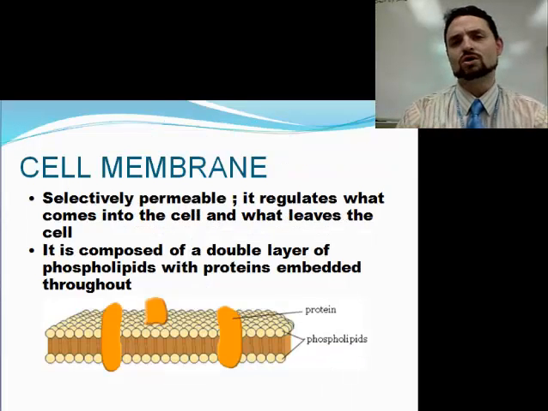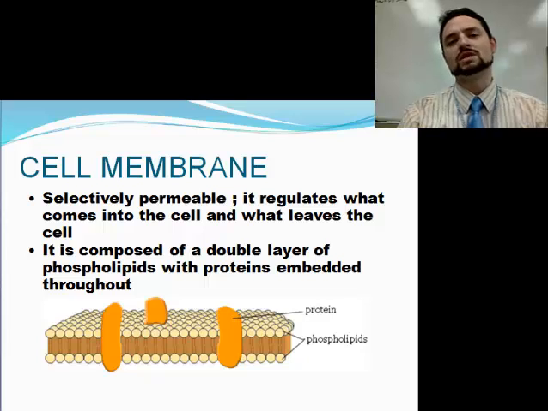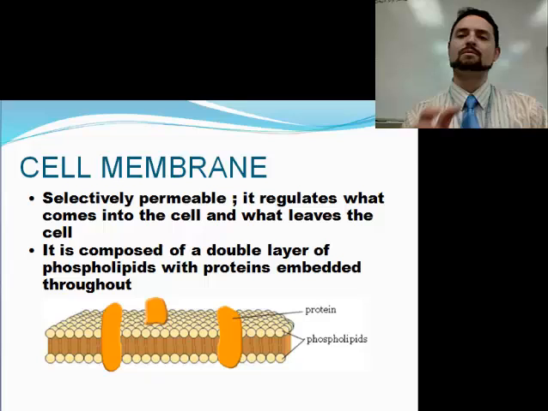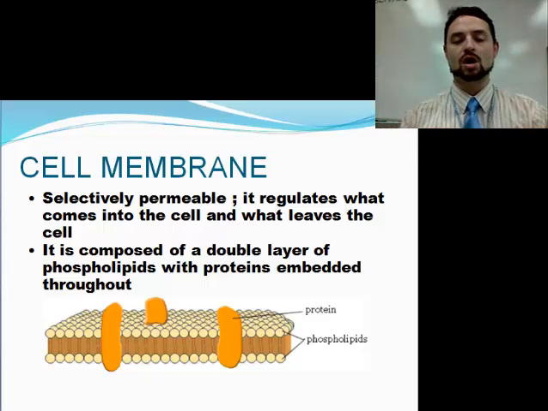Finally, I want you to look real closely at the cell membrane. We'll go into some more detail with this later. It is selectively permeable. It regulates what comes in and out of the cell. It's composed of a double layer of phospholipids with proteins embedded throughout. That's as much detail as we're going to go into now because we're going to spend a whole chapter on the functions of the cell membrane next.